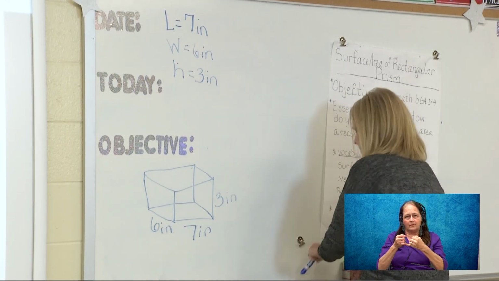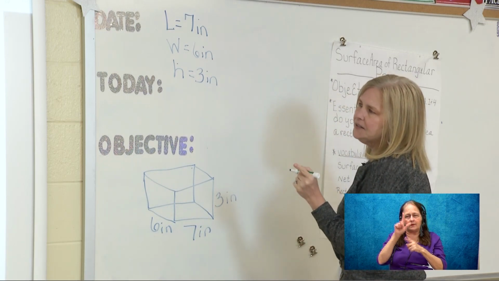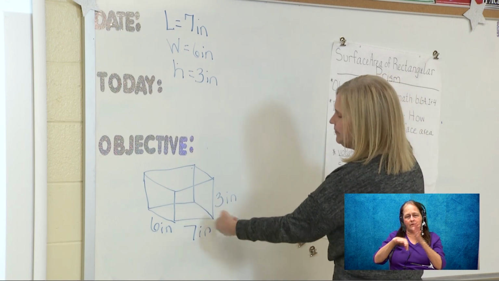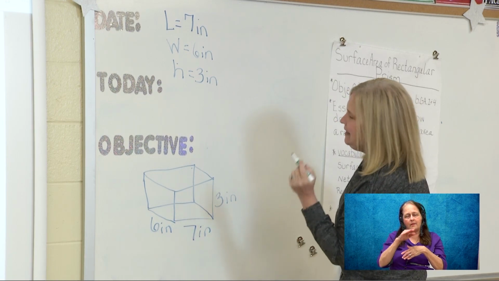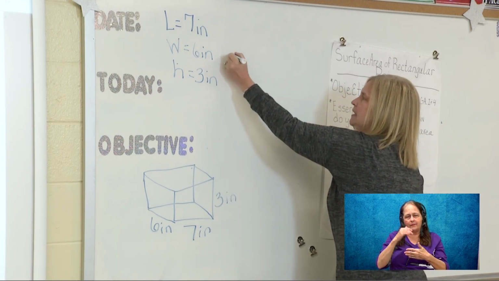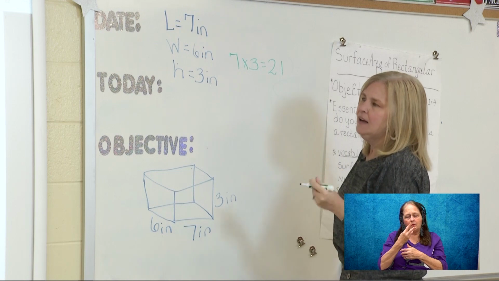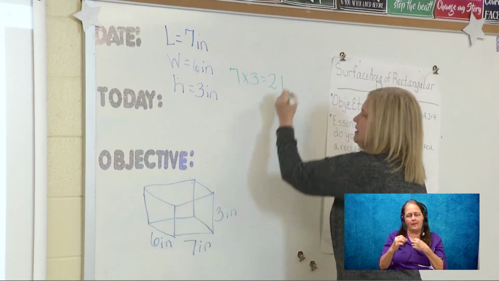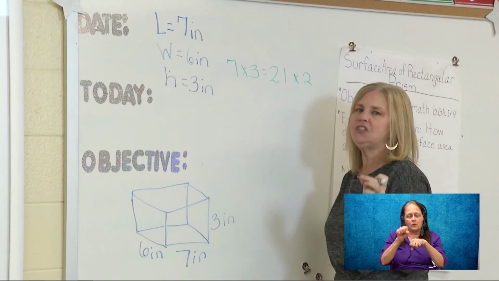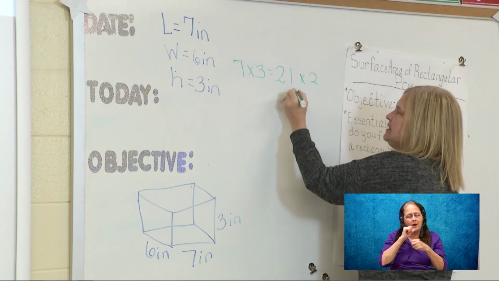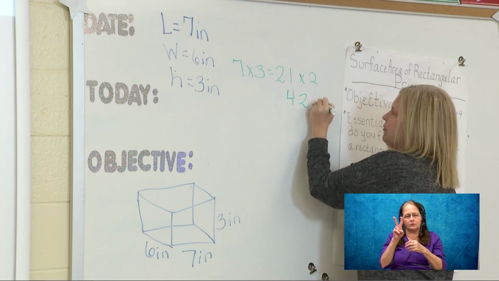Let's see if I can find a pen that's a little darker. Okay, so to find the front and the back, we're going to do length times height. So 7 times 3 equals 21, but remember, we've got to do the front and the back, so times 2. The biggest problem I see on students' work is that they forget to do the times 2. Just don't forget to do the times 2. So when you do times 2, you get 42.